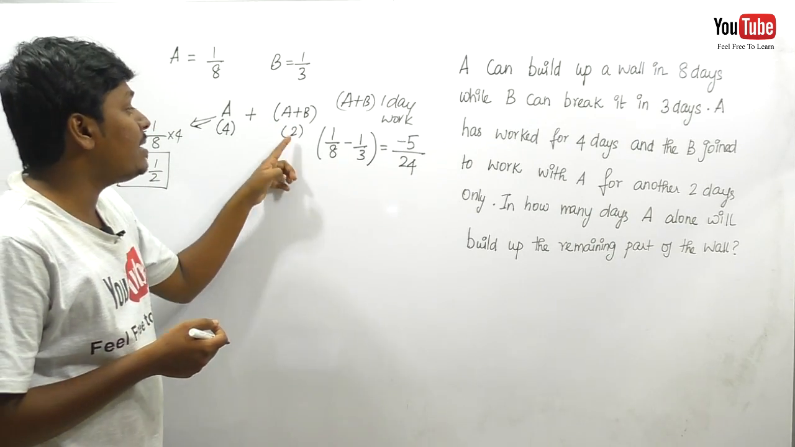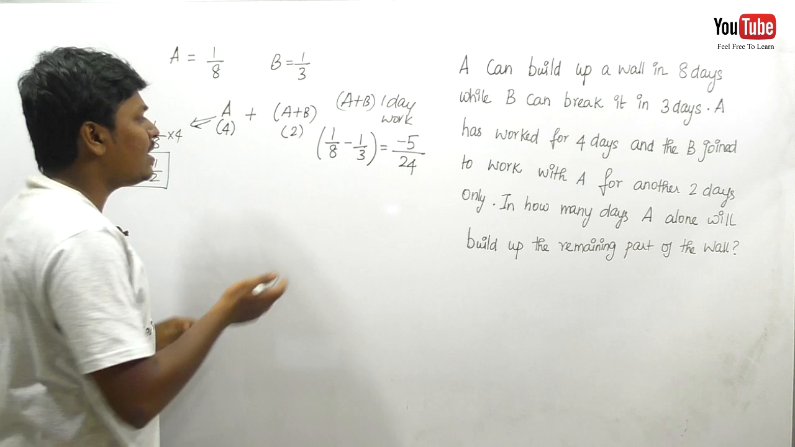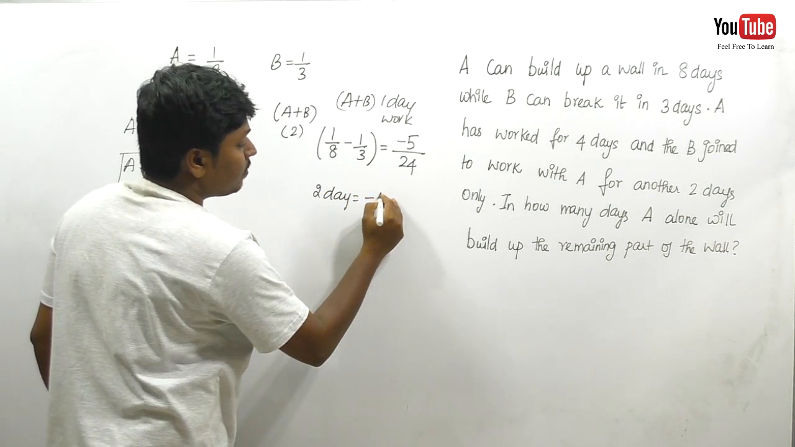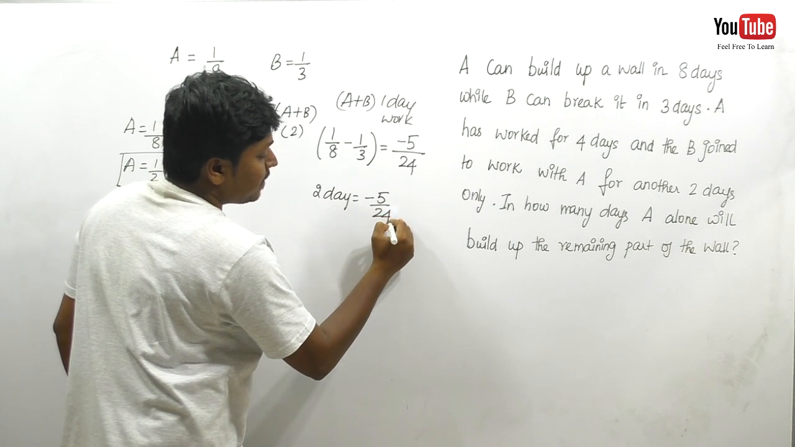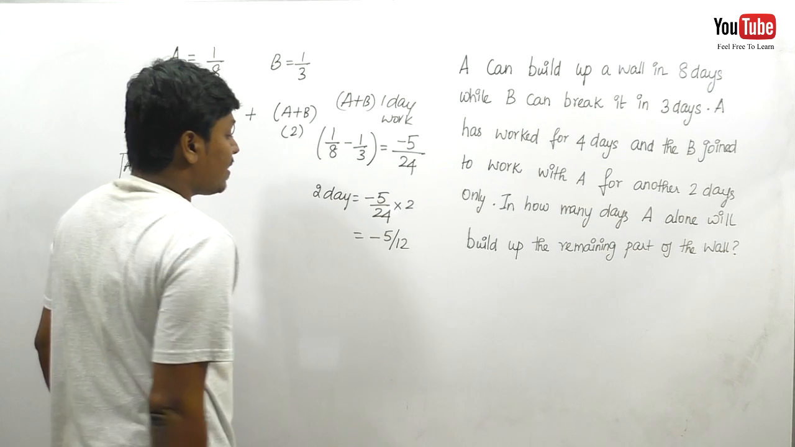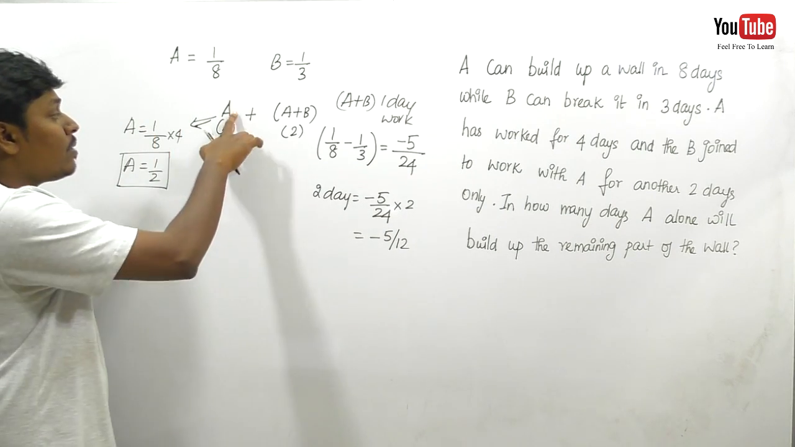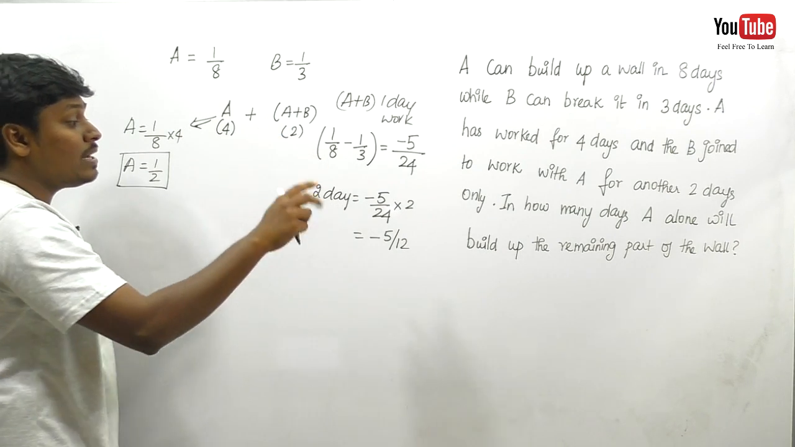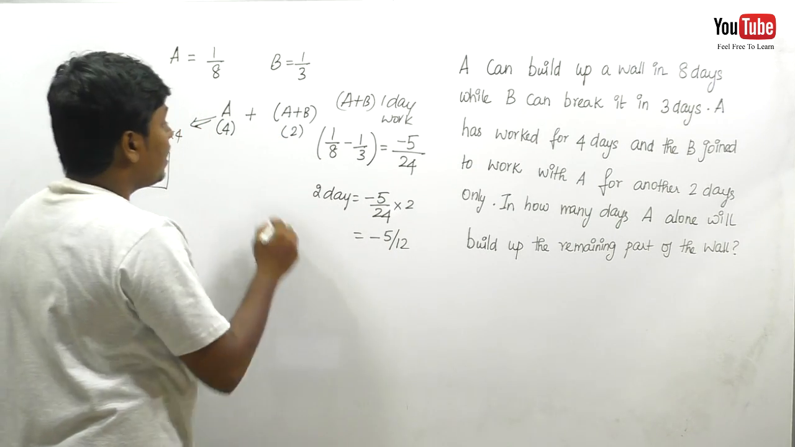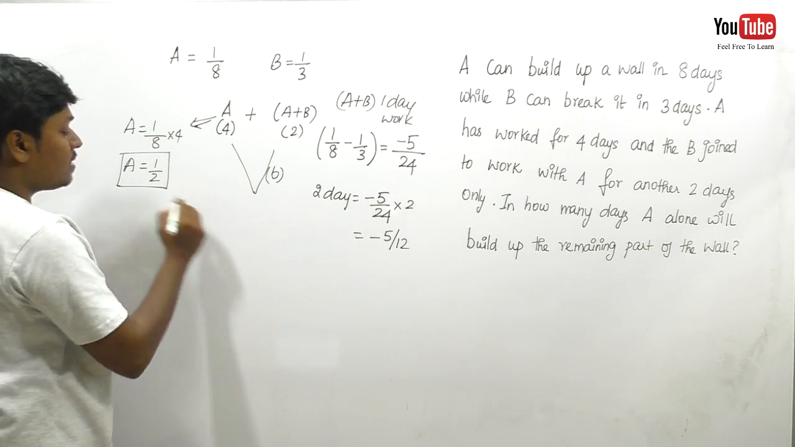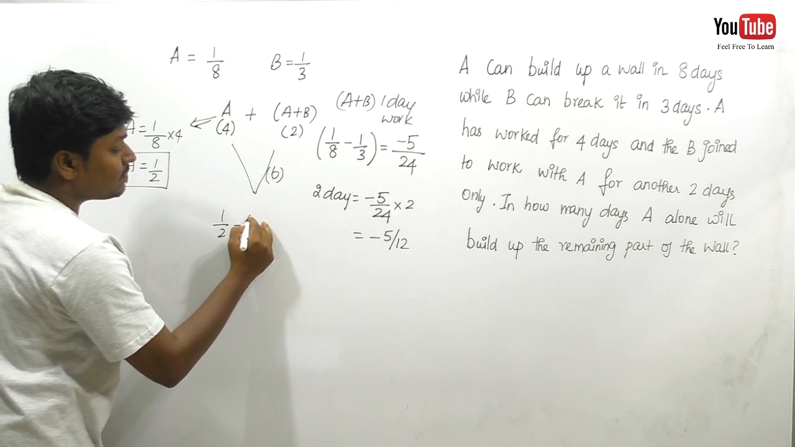We know that A and B are working only for 2 days, so let me calculate the 2 day work, right? One day they are working minus 5 by 24, so for 2 days, minus 5 by 24 into 2, that is minus 5 by 12. Now I have found that A worked for 4 days, that is 1 by 2, and A and B worked for only 2 days, that is minus 5 by 12. So let me find the work done in 6 days, right? Here it is 1 by 2, then here it is minus 5 by 12.